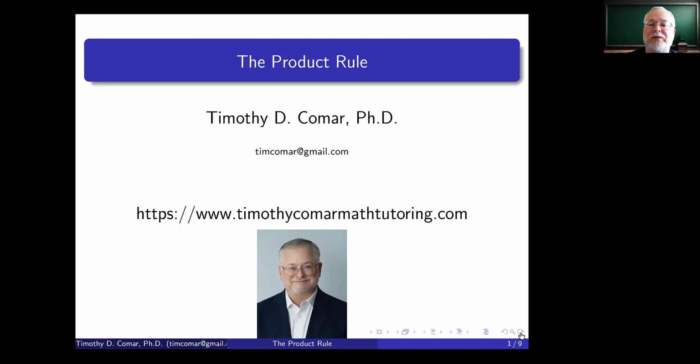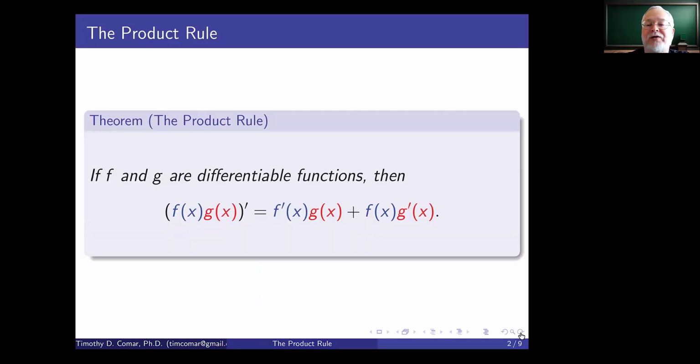Today we are going to show a couple examples of the product rule, which is the rule for differentiating products of functions. First of all, the product rule can be stated as follows. If f and g are differentiable functions, then the derivative of the product f times g is the derivative of f times g plus f times the derivative of g. And I've color coded it for you so you can see what corresponds to g and what corresponds to f over here.